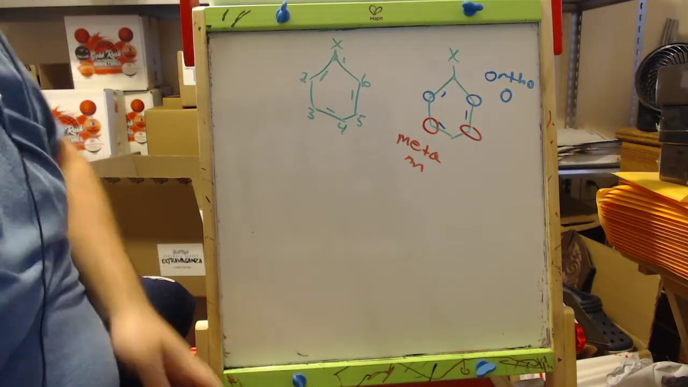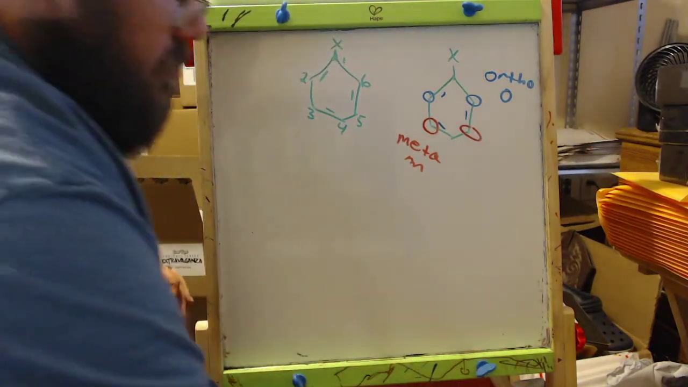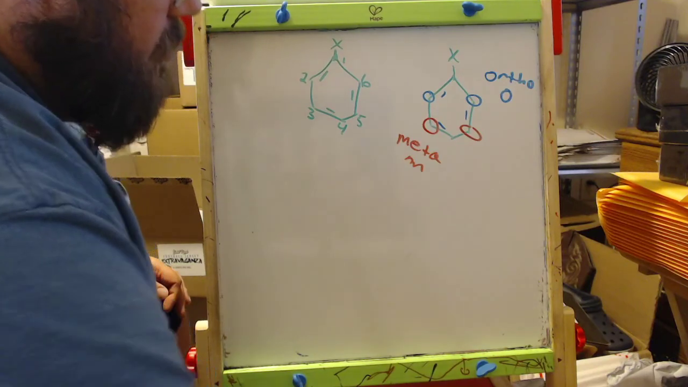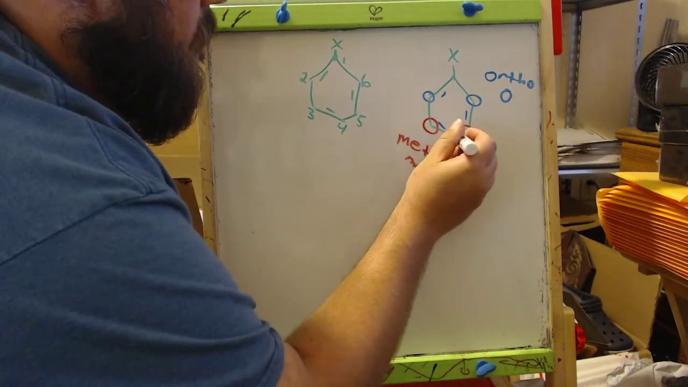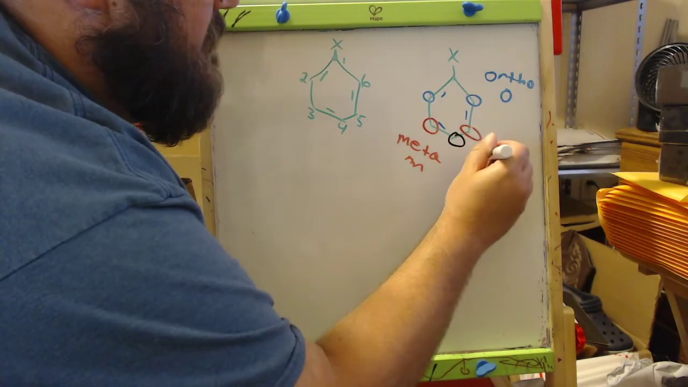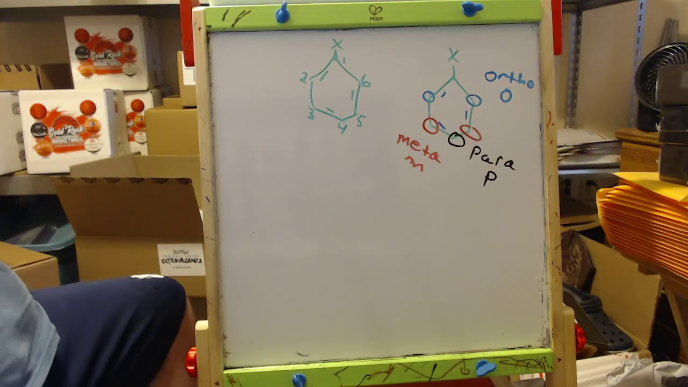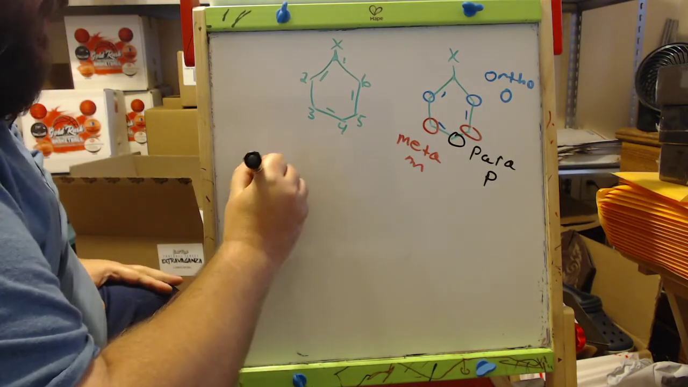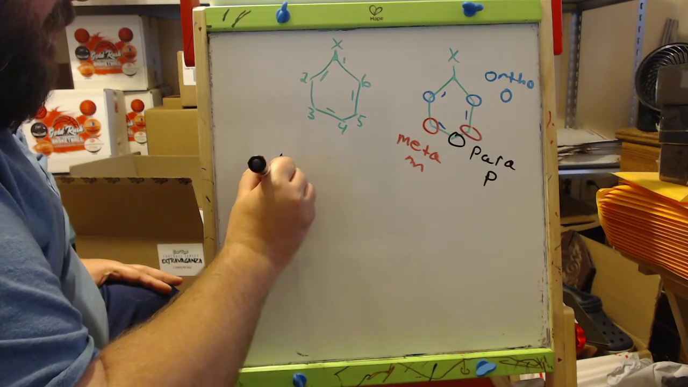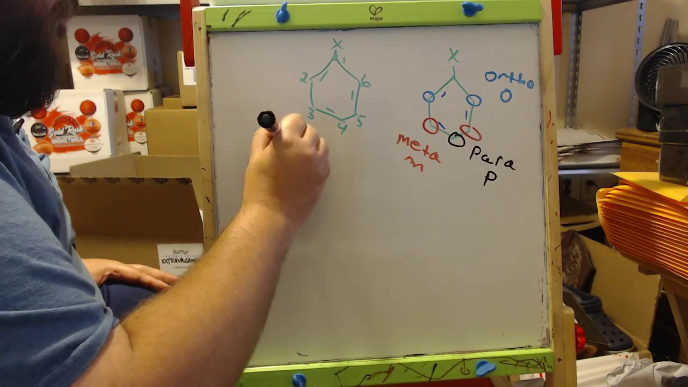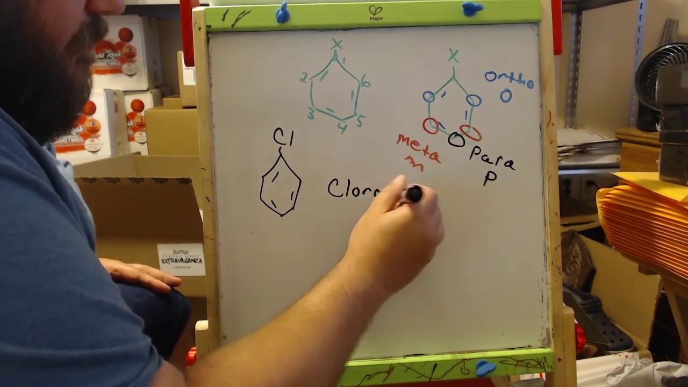And last but not least, let me get a different color. Green, black. This spot right here is known as the para position or P. Okay, so I want to name a compound. We'll start here. We'll put a chlorine on, and this is known as chlorobenzene.